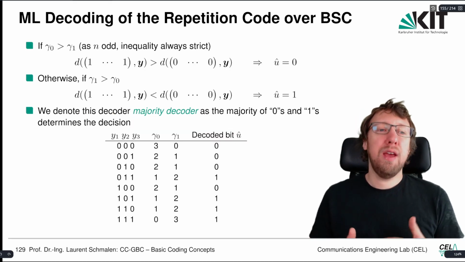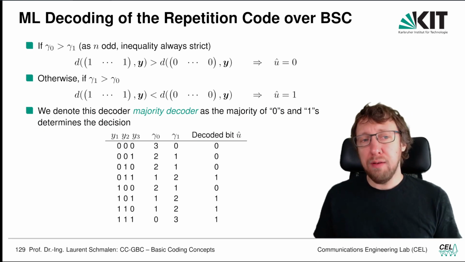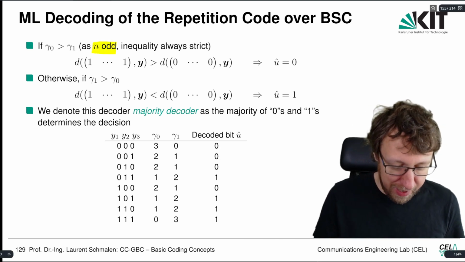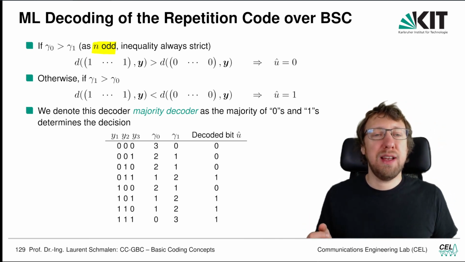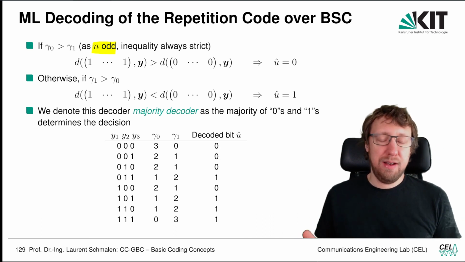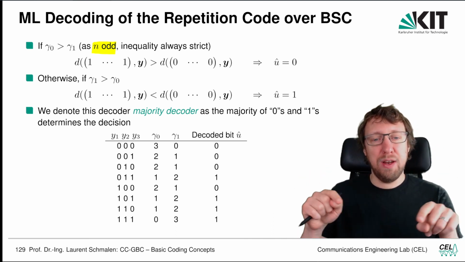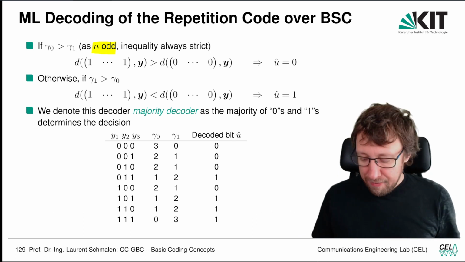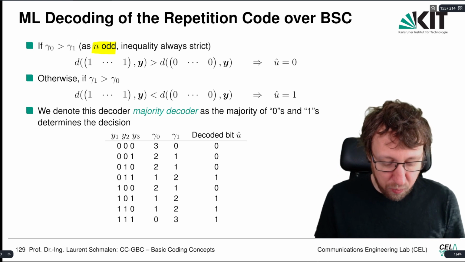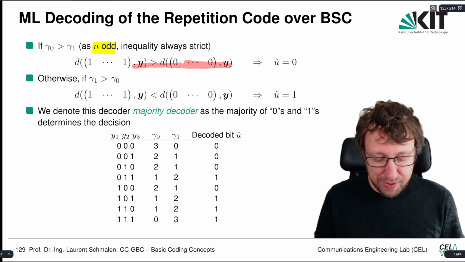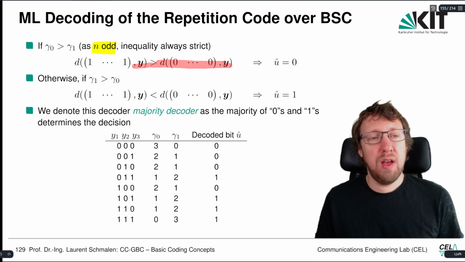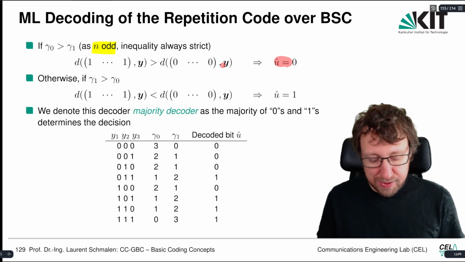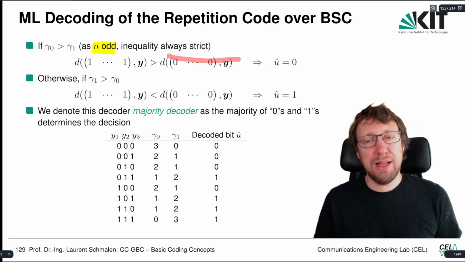Now, if gamma 0 is larger than gamma 1, and we assume that we have an odd n, that makes the most sense because then we can correct the maximum number of errors because we don't have any rounding issue in the Gaussian parenthesis. Then that means the distance of the 1 vector to y is larger than the distance of the 0 vector to y. So we decode u hat equal to 0, because this one has a smaller distance. That's the maximum likelihood.